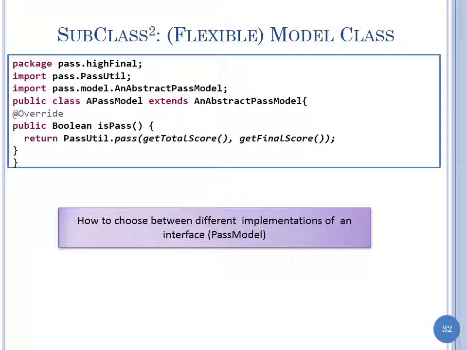But I'm saying that I have this interface, which is pass model, which I described in the beginning. And I have two different implementations of it: a regular pass model and a flexible pass model. If I'm feeling generous, I give fudge points for high final. If I'm not feeling generous, I say, nah, forget the final, just look at the total. So in a program, I want to change the class that implements an interface.